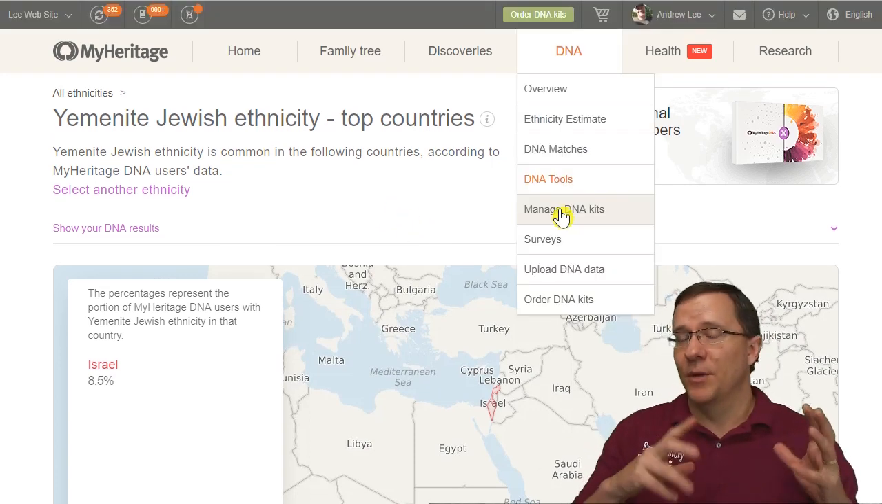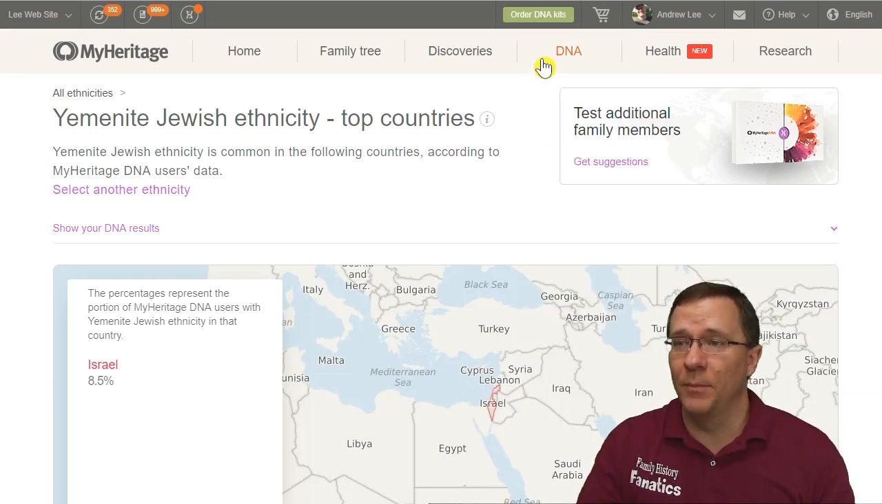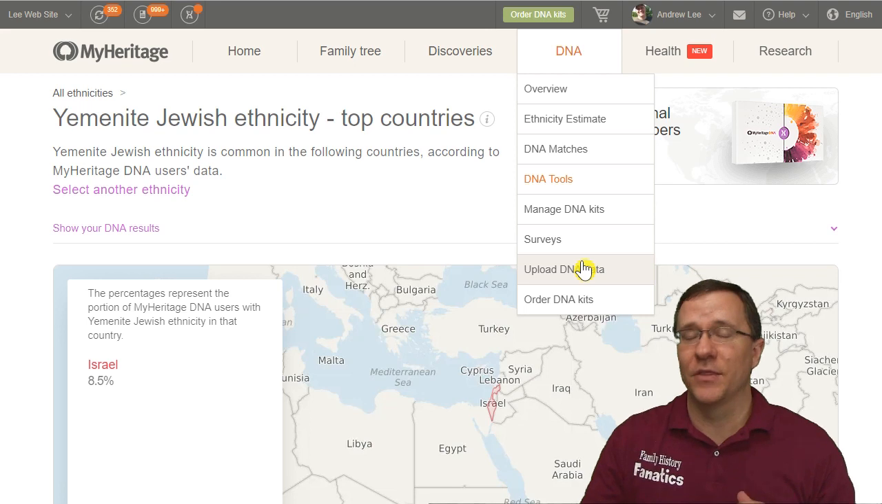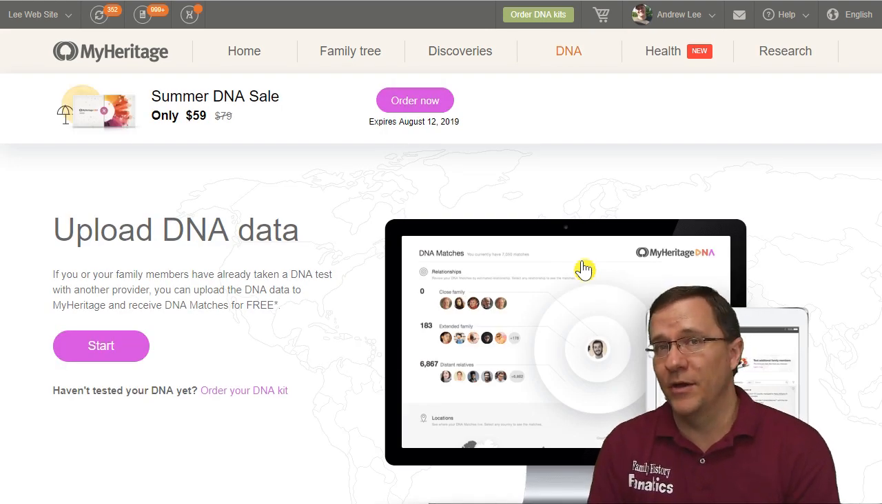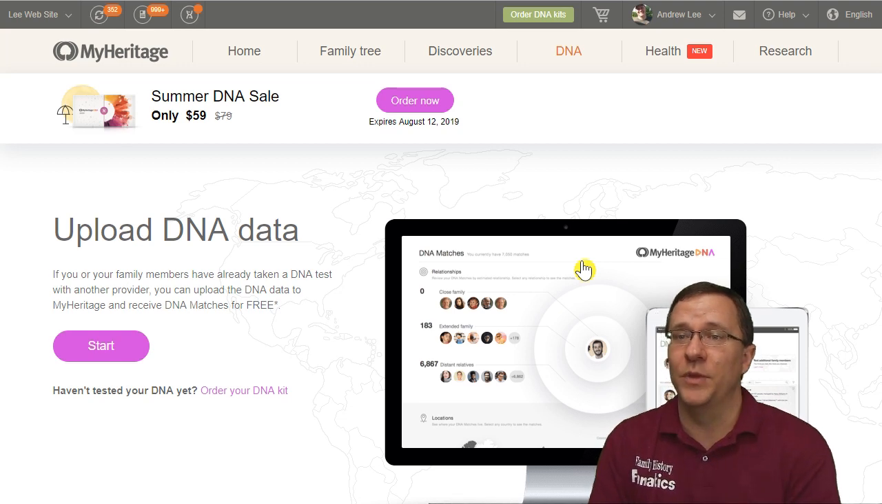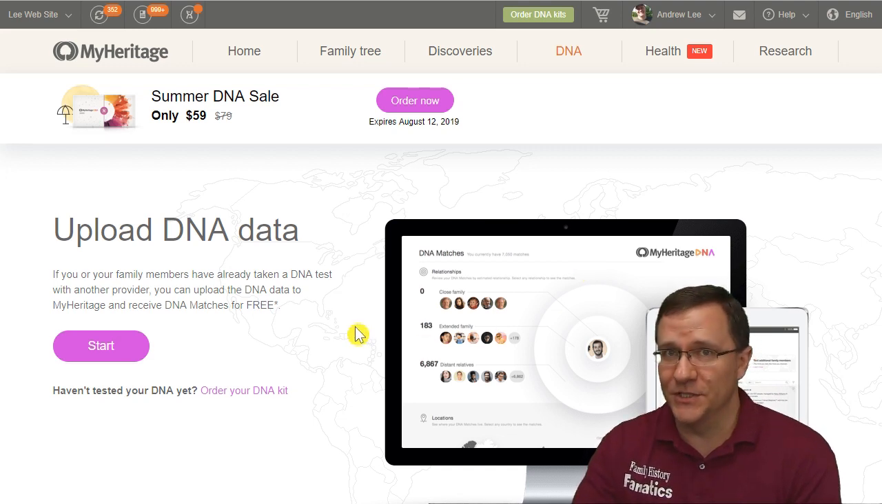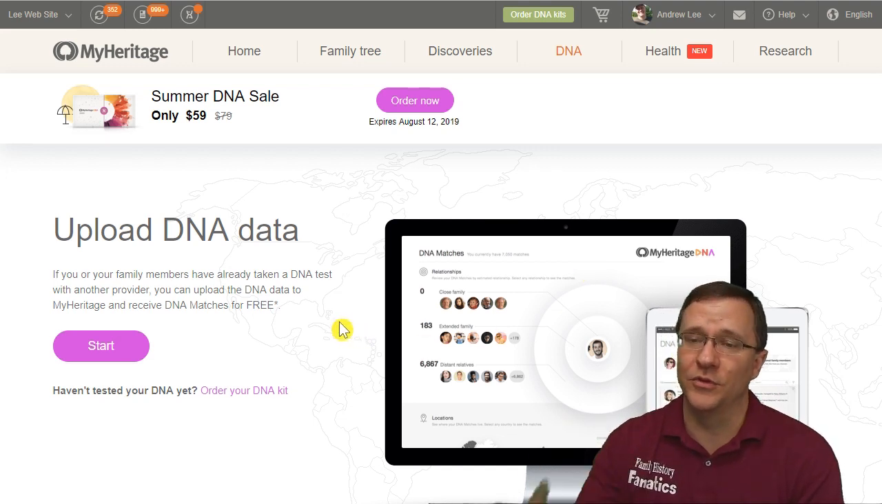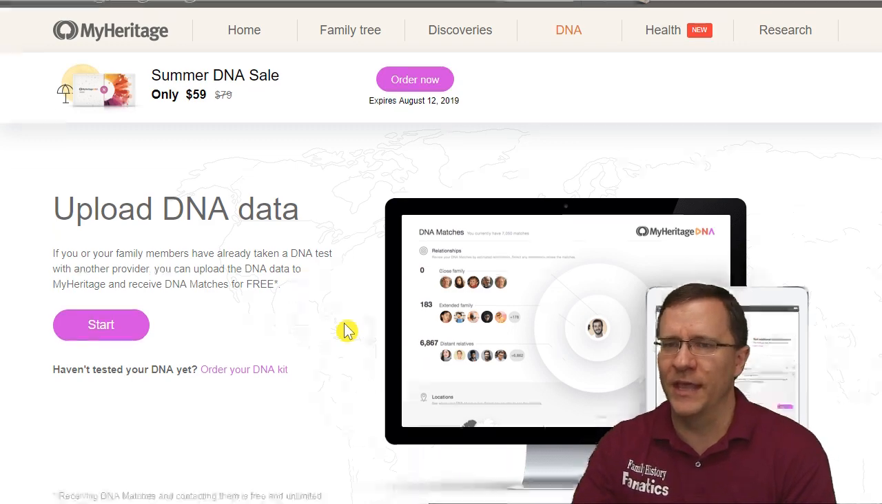Now, there are some other things that you can do with your DNA. For instance, if you want to upload a DNA kit from another company, you can upload that DNA kit to MyHeritage. And then for a small fee, you'll be able to actually use those tools that MyHeritage has. You'll be able to receive your matches for free, but if you want to use the tools, it's going to cost you, I think it's around $20.